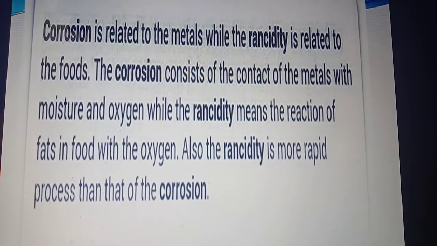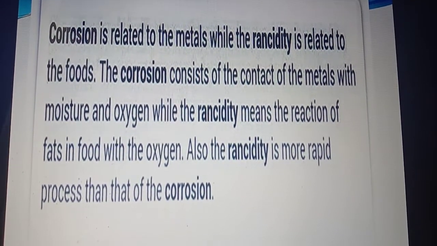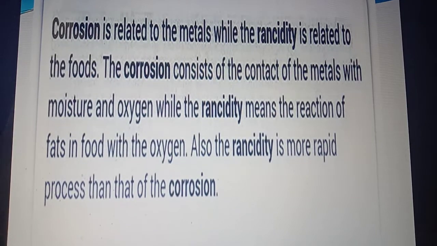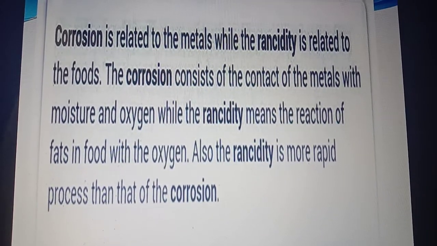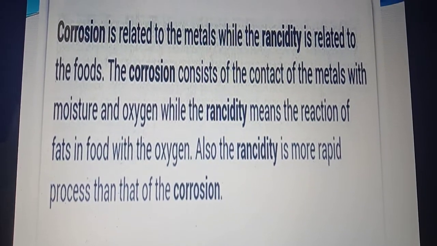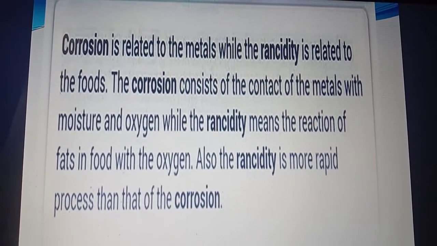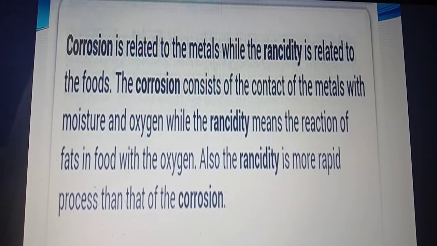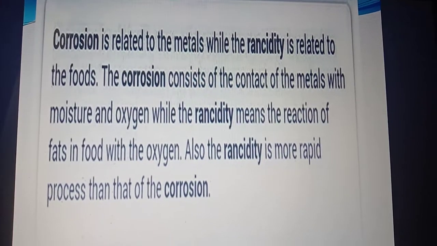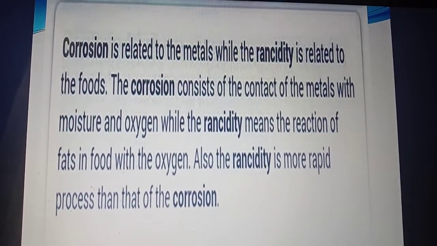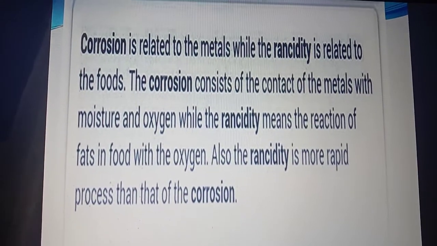The first thing is corrosion takes place in metals and rancidity is related to foods. Then corrosion is a slow process, or it is slower than rancidity, whereas rancidity is a fast process. And one similarity in both cases, there is oxidation taking place. So children, that's all about corrosion and rancidity, a short introduction to these two terms.